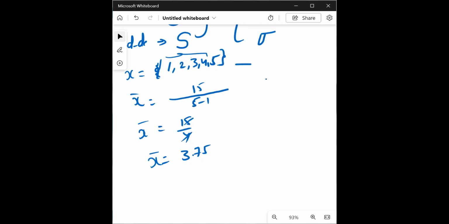Now the same thing I'm considering as population data. I did one particular experiment and got the values 1, 2, 3, 4 and 5. In this situation, I would like to calculate the mean. We represent it with mu, and here we have 15 by 5, and you will be getting that mean. So calculation, 15 by 4.